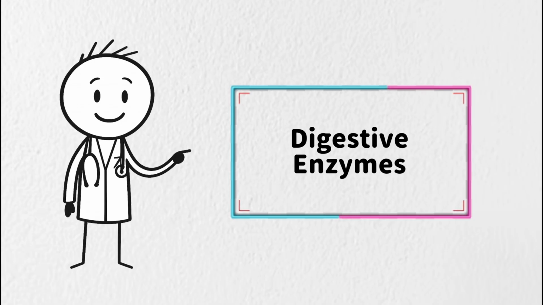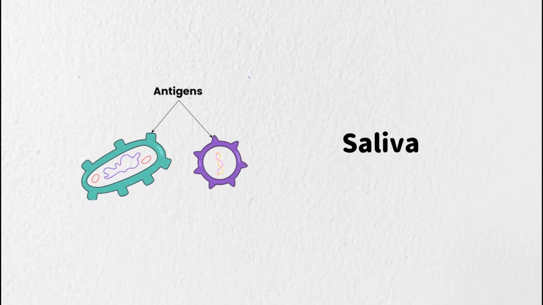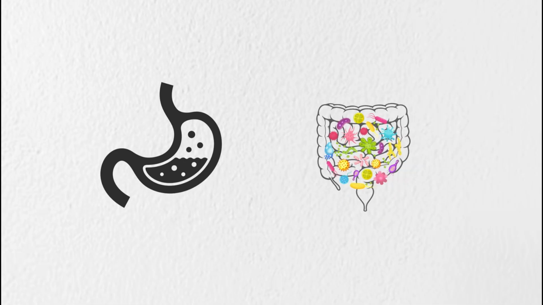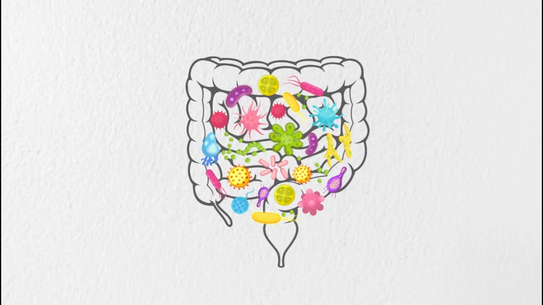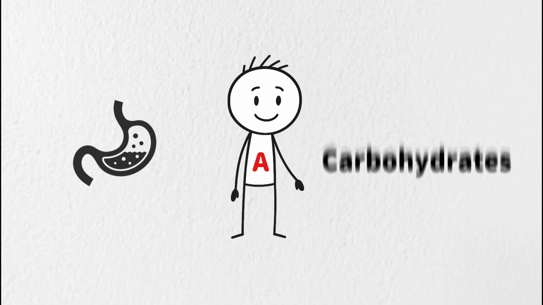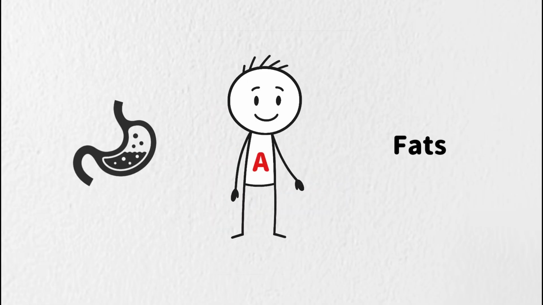Digestive enzymes. Blood antigens appear in saliva and intestinal walls. They influence which microbes colonize your gut. Different types favor distinct microbiome ecosystems. Type A people, for example, might digest carbohydrates more efficiently than fats.